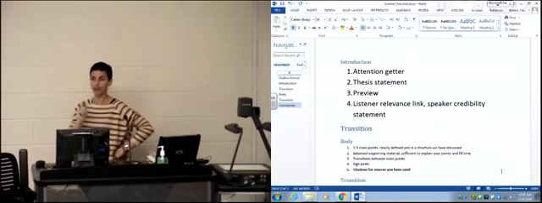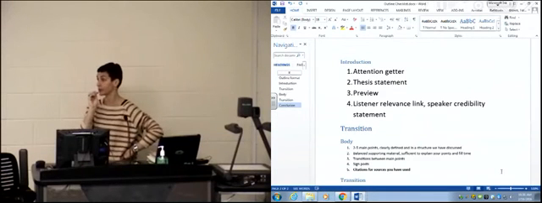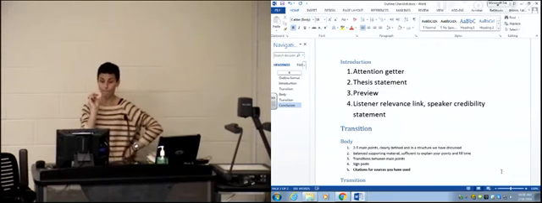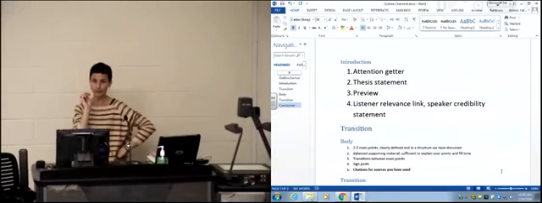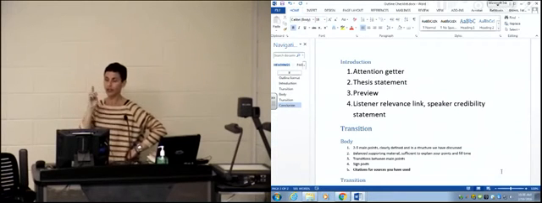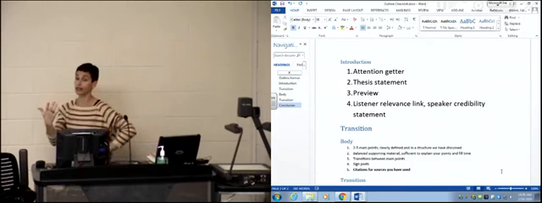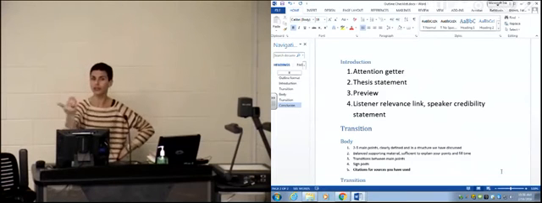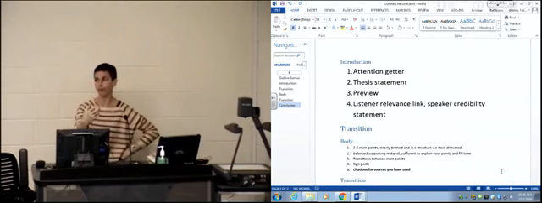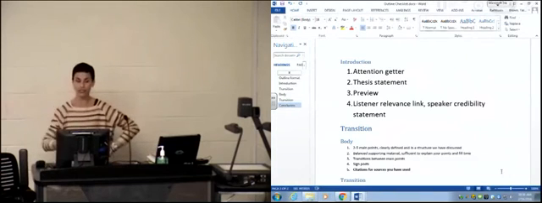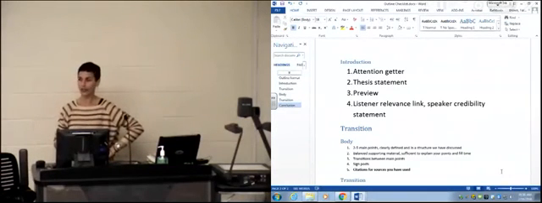I want you to identify your thesis statement, your 1 or 2 sentences that tell me the topic of your speech. In your introduction, find that. I want you to look for your listener relevance link and your speaker credibility. So that statement that says how the topic relates to you, in essence why you chose it, and something that relates the topic to them somehow. Asks them about it, talks about a situation, you give them an example, something that relates it to them. Make sure that is there.